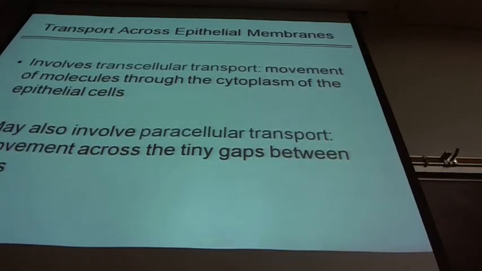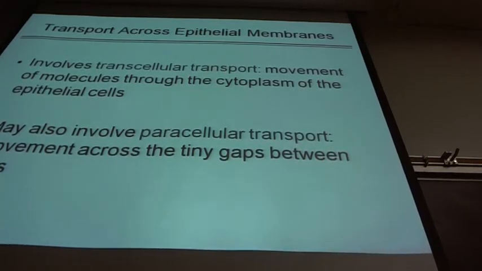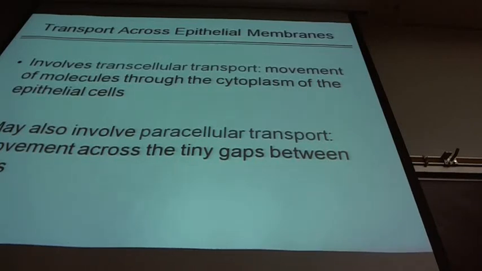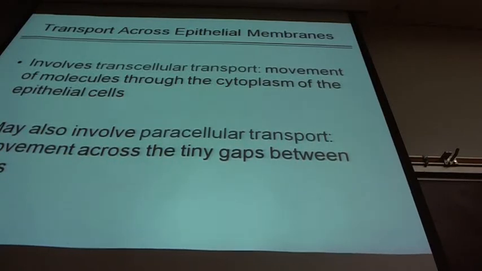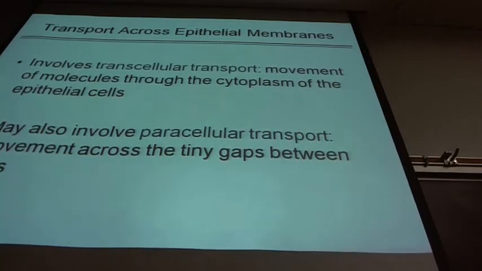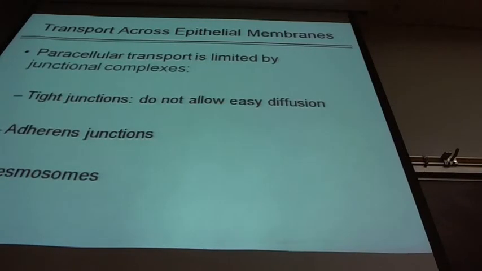This involves transcellular transport, movement of molecules through the cytoplasm of the epithelial cells. So your epithelial cells, some of them, let me see if we get into that. You have transcellular, you have paracellular, where it moves between the gaps between the epithelium. Transcellular might be like in the brain, where your junctional complexes are so tight that nothing's going to move in unless it goes through the cell. Paracellular transport is limited by the junctional complexes. Remember, the junctional complexes are what holds the epithelial tissue together.